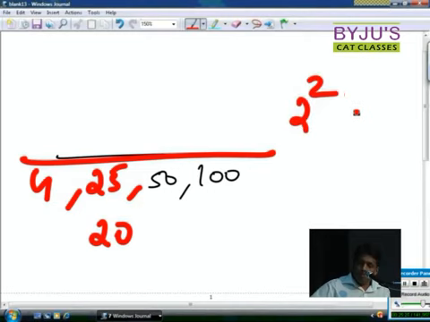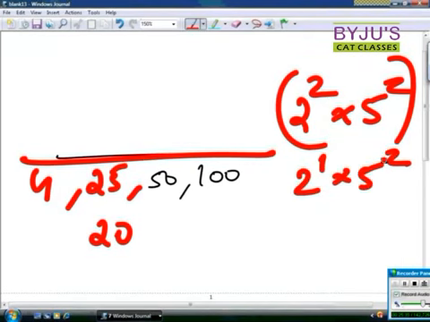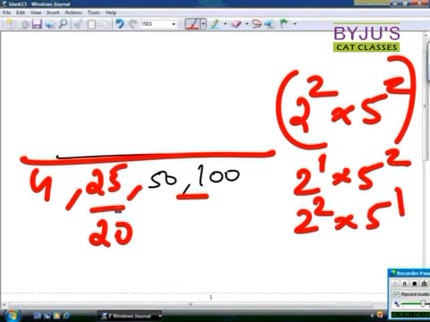These numbers are 2 square into 5 square, or part of this. That is 2 raised to 1 into 5 square, 2 square into 5 raised to 1. All those numbers are here. Or 2 square itself or 5 square itself. That's why it's working.